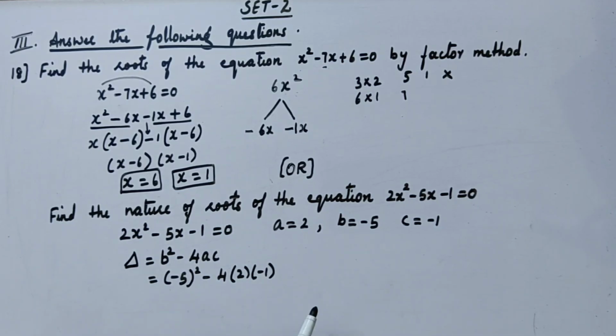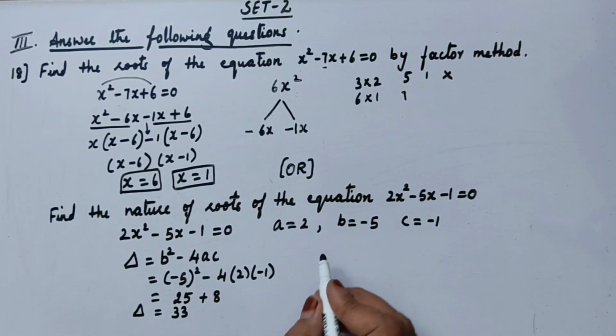Please don't ignore the signs. So minus 5 square is plus, 5 square is 25. Minus into minus is plus, 4 2s are 8, students. Equals 33. Delta equals 33, which is positive.